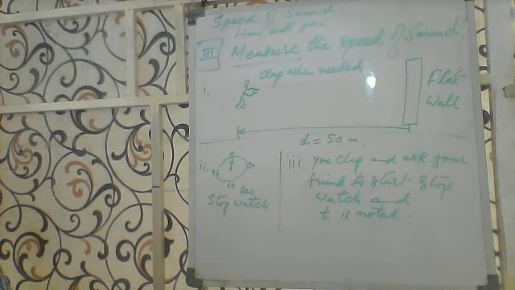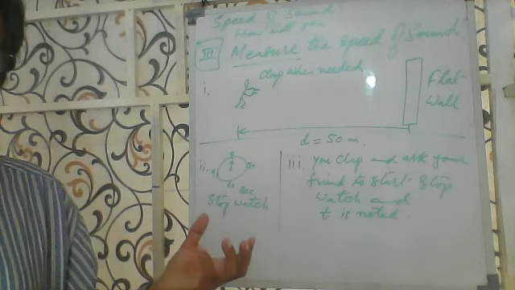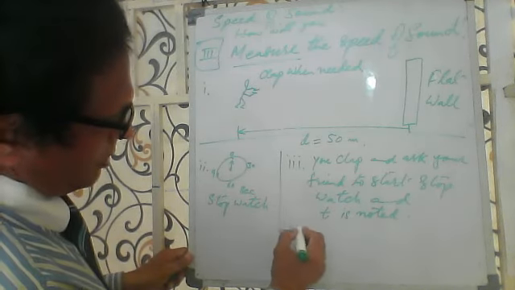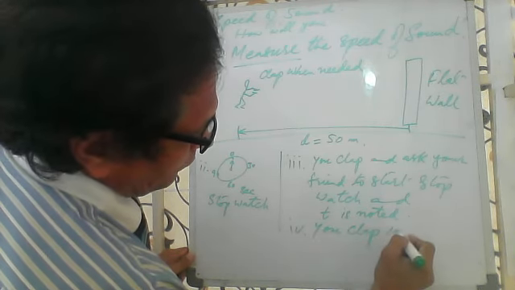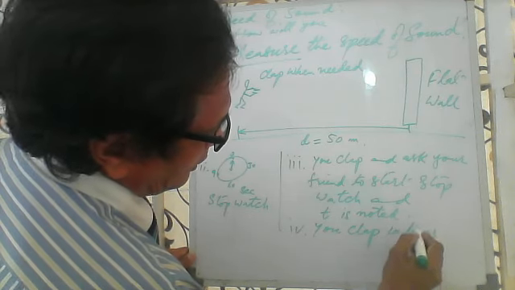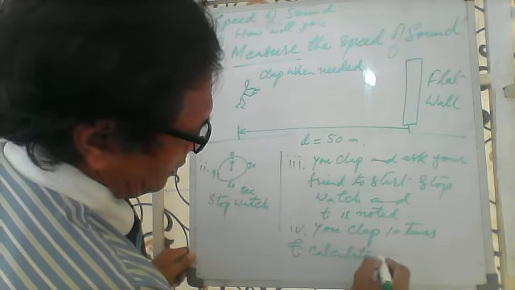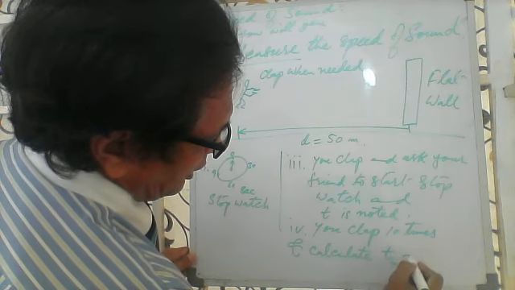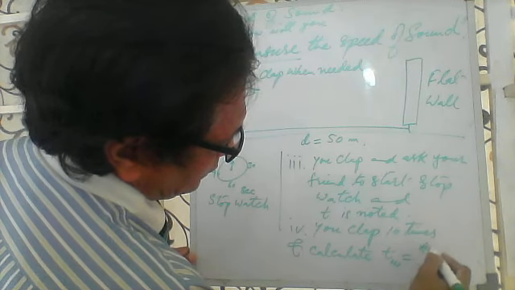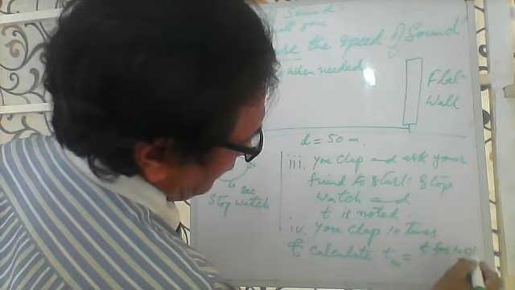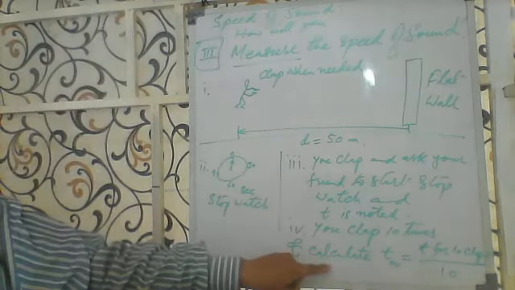Now again, for more accuracy, for precision, what you do, you clap 10 times and then calculate average time as time for 10 claps divided by 10. You see the word calculation is used over here.